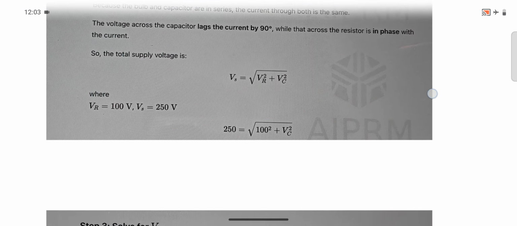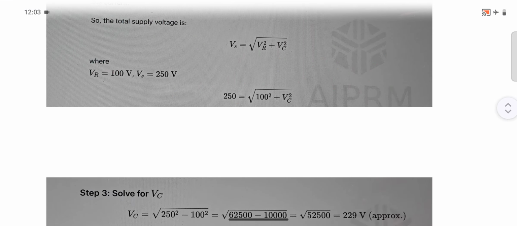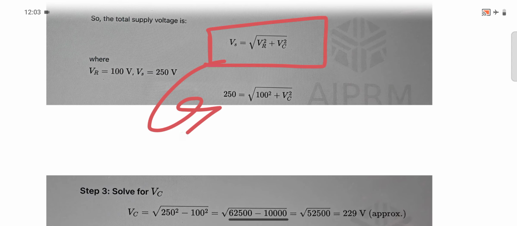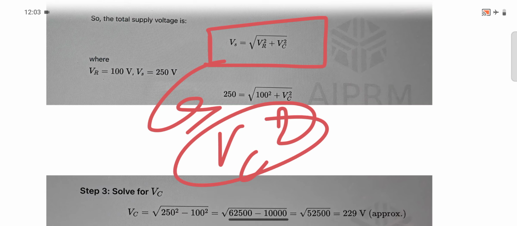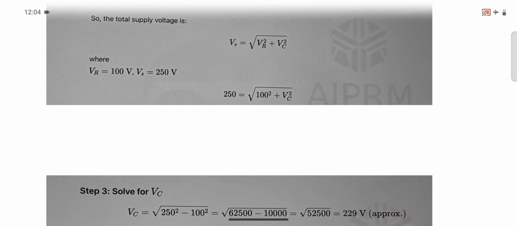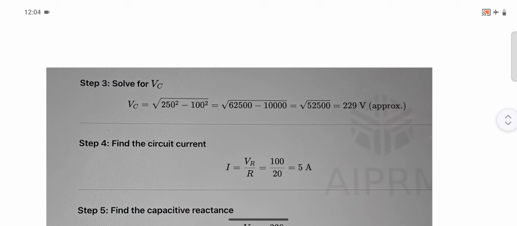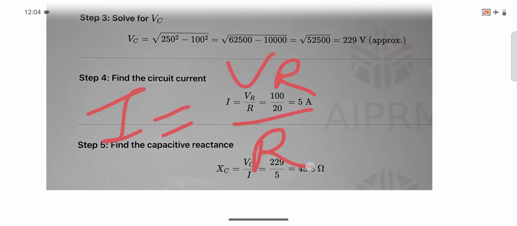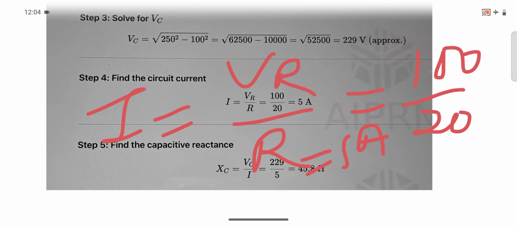So we will get the main supply voltage is equal to this formula, and using this formula we can find the capacitive potential. So VC we will get by solving this. Okay. Next, find the circuit current. Circuit current I is equal to VR by R, 100 divided by 20. 5 ampere will be your answer.